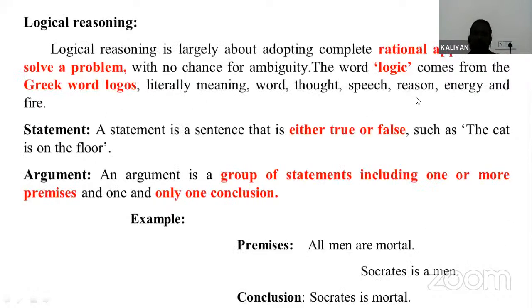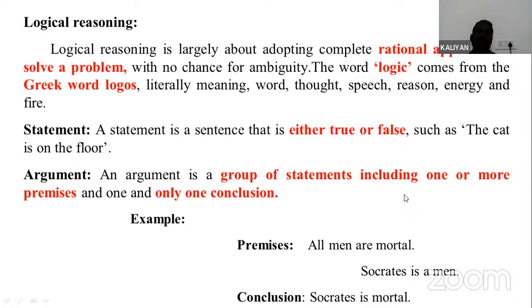So what is logical reasoning? Logical reasoning is a rational approach to solving a problem with no chance for ambiguity. The word logic comes from the Greek word logos, whose literal meaning is word, thought, speech, reason, energy, and fire. So basically logical reasoning is the rational approach to solve one particular problem, and there is some terminology used in logical reasoning.